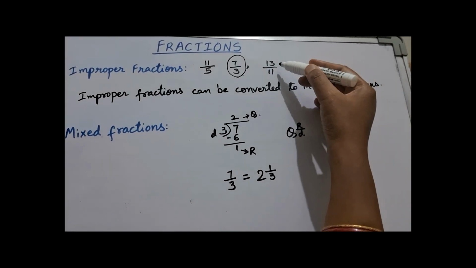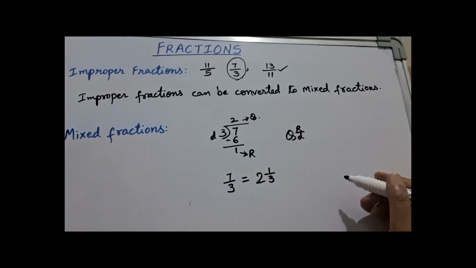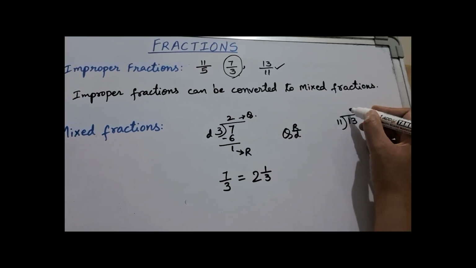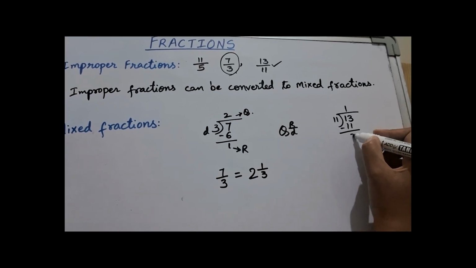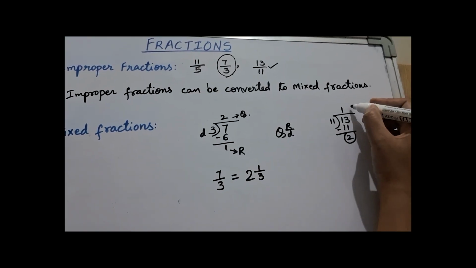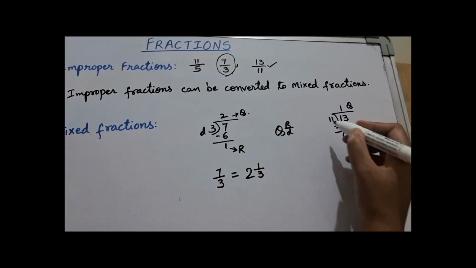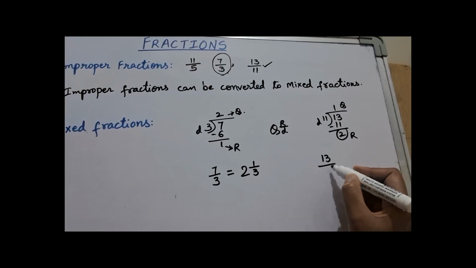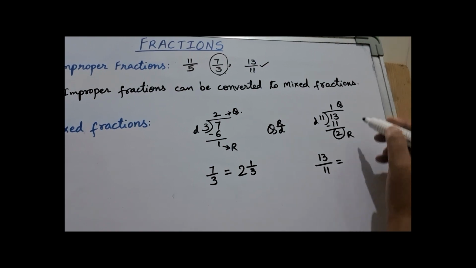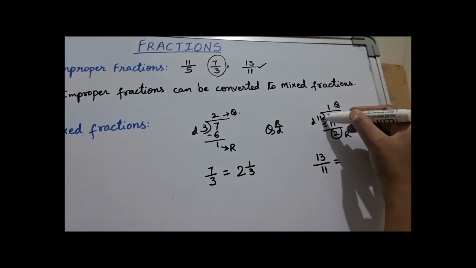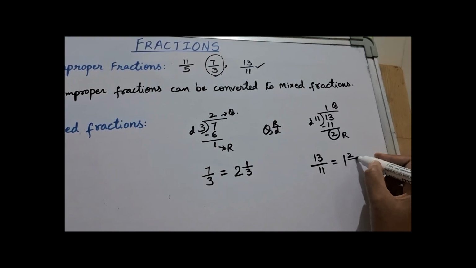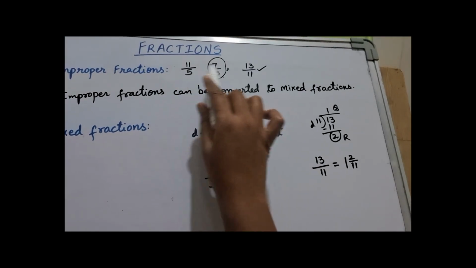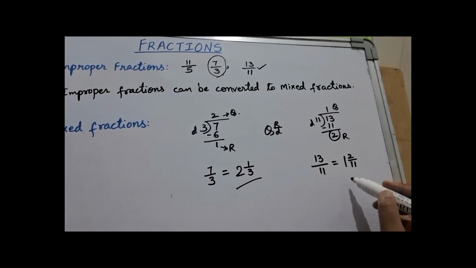Now similarly we'll find the mixed fraction for this improper fraction. When 13 is divided by 11, 11 ones are 11, here we will get remainder 2. So quotient is 1, remainder is 2 and the divisor is 11. So we write this improper fraction as a mixed fraction: 1 2 by 11. In this way, every improper fraction can be converted to a mixed fraction, children.